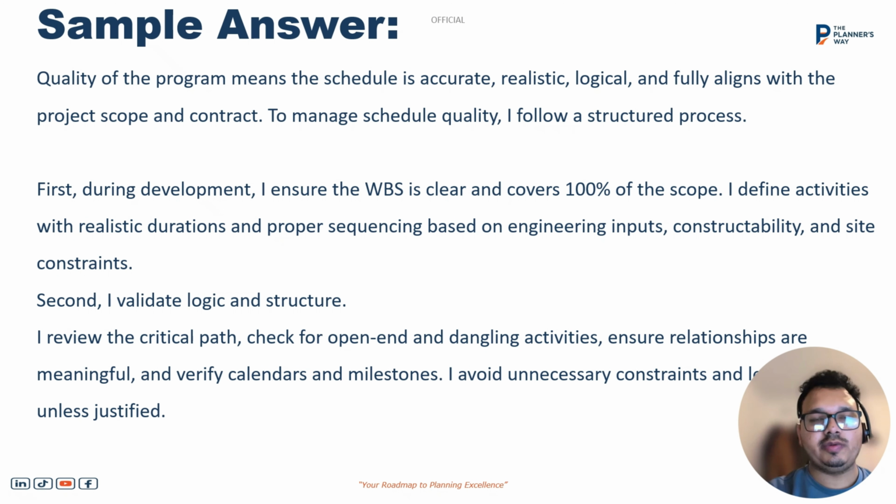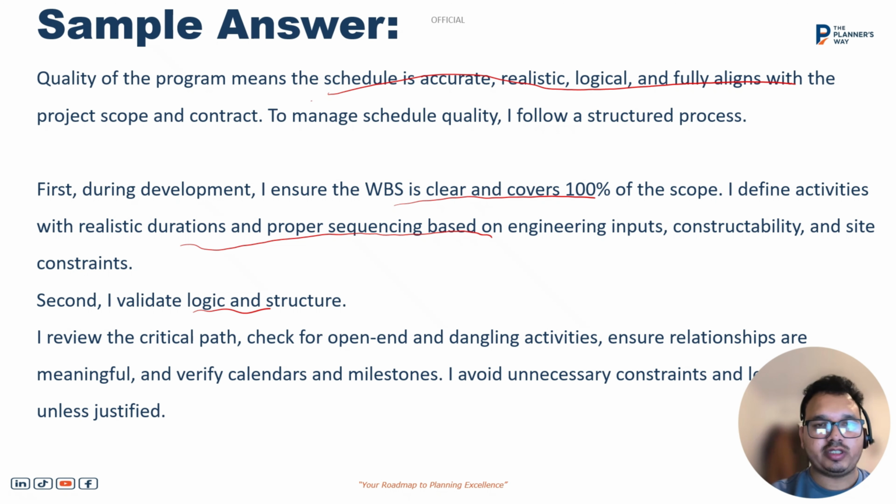First, while giving the answer, just define how you do the quality check for the program. I first define that the schedule should be accurate, realistic, logical, and fully aligned with the project scope and contract. When the program is given to me, I will check whether the WBS is clearly defined, whether it covers 100% of scope or not, and also make sure that the activities have realistic duration and proper sequencing based on engineering output, construction, and site constraints.